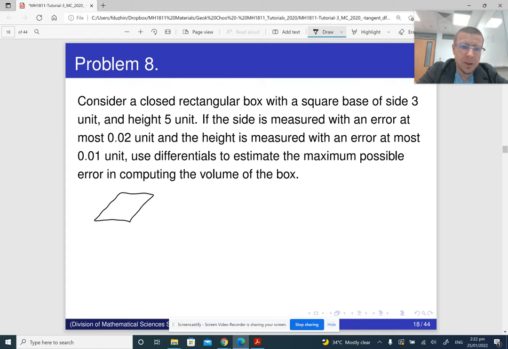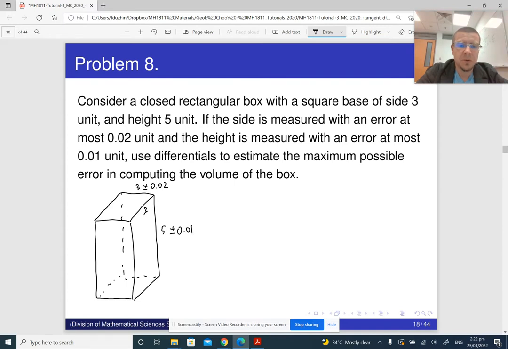So this is our square, and it's probably a bit taller than it is wide. So something like this, right? So the dimensions of the box are 3 by 3 by 5. If the side is measured with an error at most 0.02 units, right? So here plus minus 0.02, and the height is measured with an error at most 0.01, so plus minus 0.01 units. So use differentials to estimate the maximum possible error in computing the volume of the box, right?